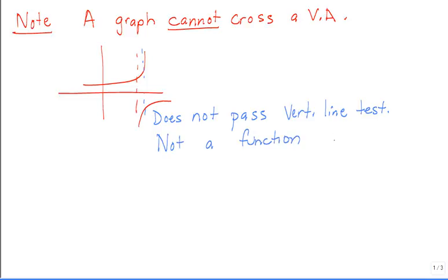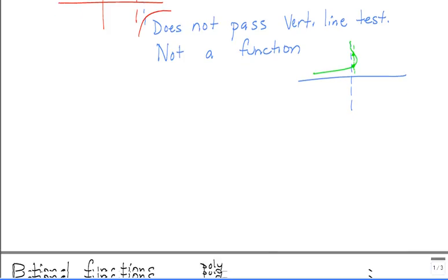And again, here's your vertical asymptote, it can't do something like this, it can't curve backwards either, because again, it's not going to pass. For that x right there, it has two y values. So it's not a function, we only talk about functions.